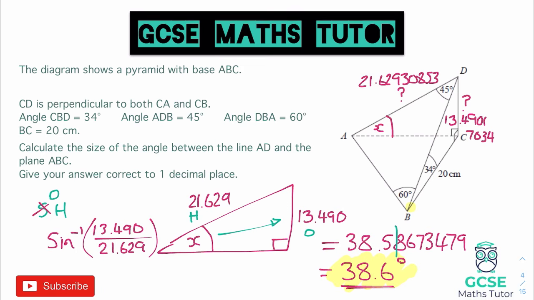Now, as you can tell, that is obviously a lot of work. Particularly this question, it's a very difficult version of 3D trigonometry. We had to find the two lengths on the right side.